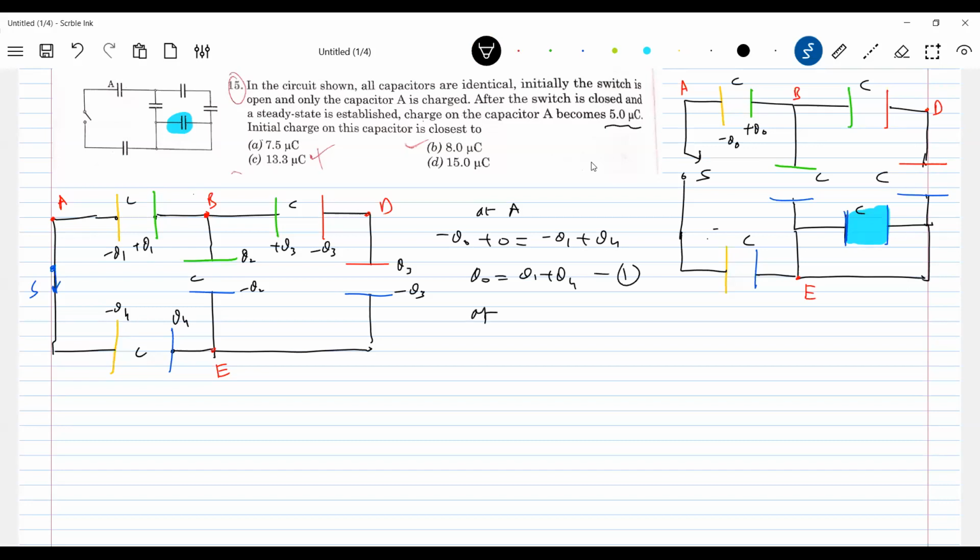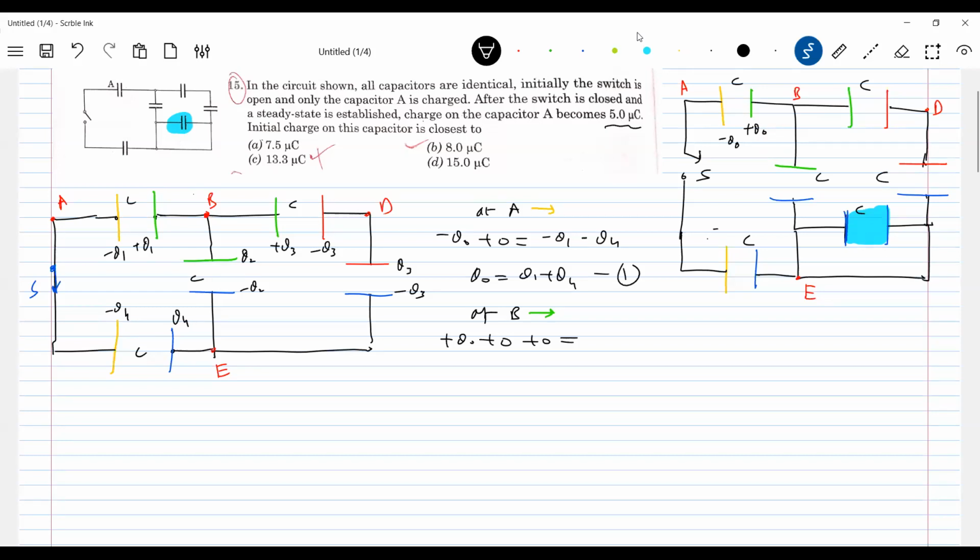Now at B, what was the earlier charge? Plus Q naught plus 0 plus 0. Q naught, you see that one, Q naught, green color plates. Still if you're finding it difficult, it's a green color plate. Sir, it should be minus Q. Okay, fine. Minus Q4, sir. Q naught equal to Q1 minus Q. This one, minus Q1. I think I missed the sign.